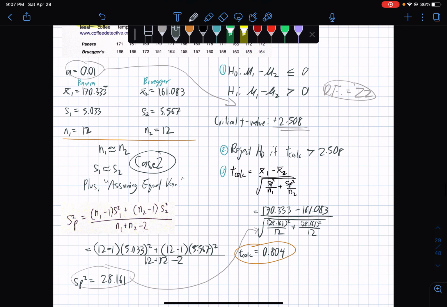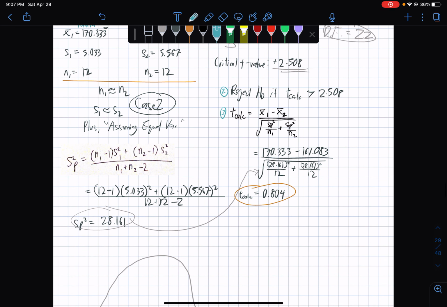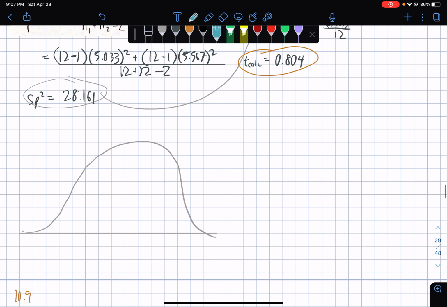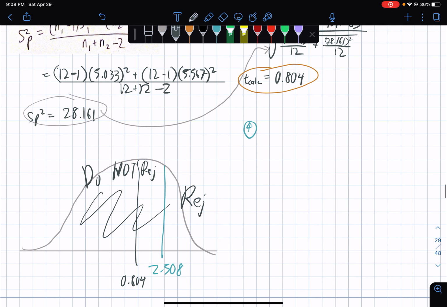So let's draw. And provided that our critical T value is positive 2.508, it's somewhere here. And this is the reject region, by the way. And this is the do not reject. And then t calc is somewhere here, 0.804. It's in the do not reject region. Therefore, our ruling in step 4 is that we fail to reject H0.